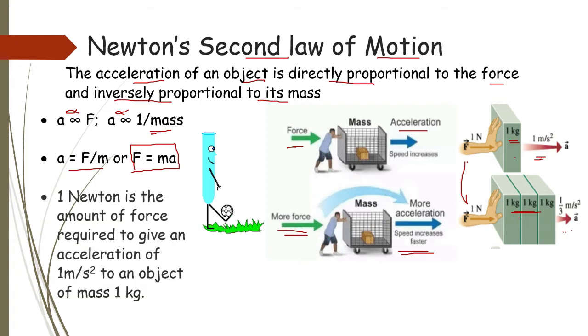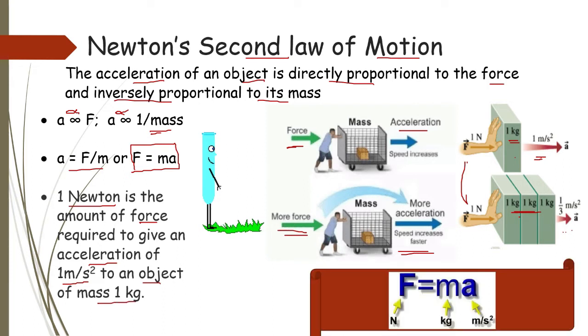Right? So we have a new unit called the Newton to measure force. And 1 Newton is the amount of force required to give an acceleration of 1 meter per second squared to an object of mass 1 kg. So this is a very important formula that all of you have to remember. F is equal to ma. Here mass is measured in kg, A is measured in meters per second squared, and F, the force required, is measured in newtons.